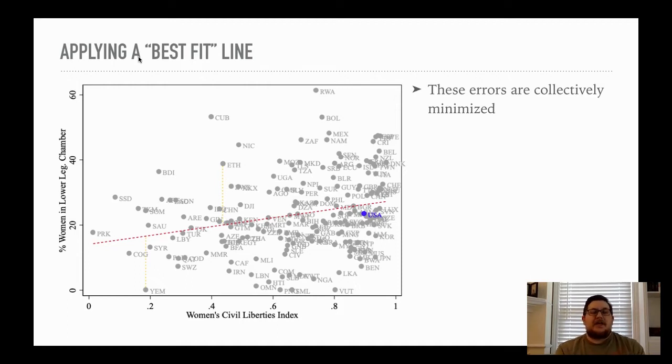So a best fit line means that what we're seeking to do is minimize that error as much as possible. So we're trying to collectively minimize that error.